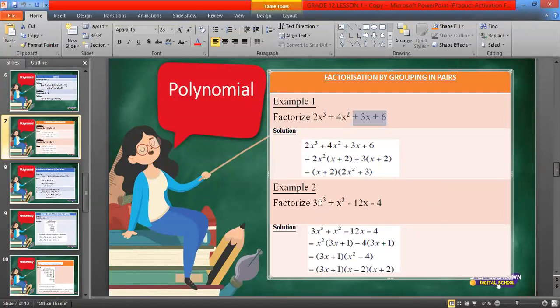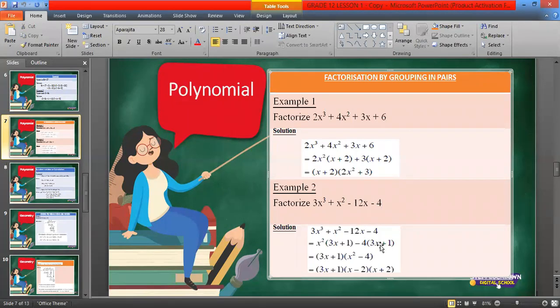So when we group these two together, we're going to find out that our x squared will be common. So pull out your x squared, and you're left with 3x plus 1. And then for the other two terms, what's common there is negative 4. So negative 4 into 3x plus 1.